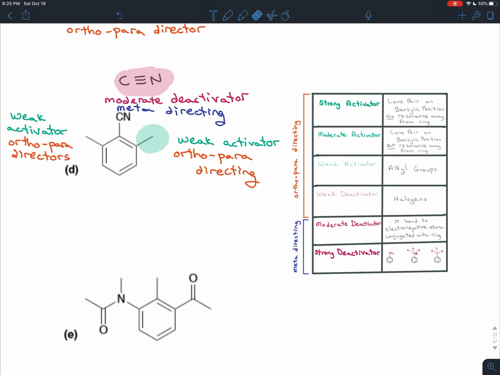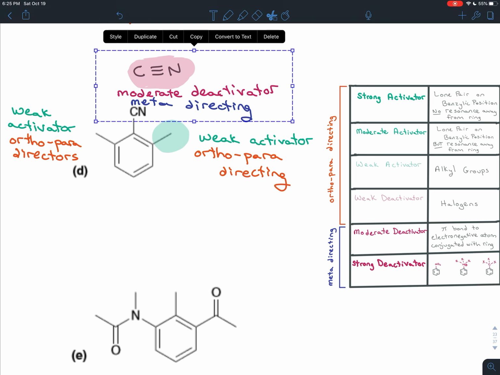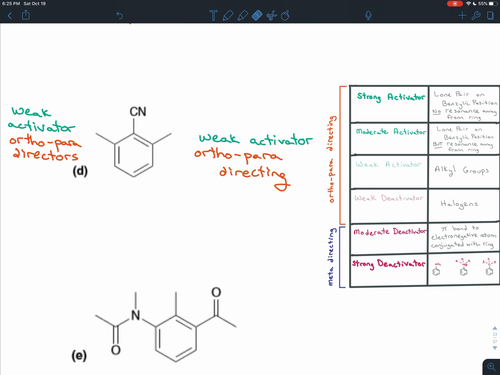Okay, so we have these different branches with their different influences, and the directing effect that wins is the directing effect of the most activating group, the group that's highest up on this table. And those are the weak activators. So this moderate deactivator will not influence the new branch that you're adding onto this ring. These other two branches tie, though. And so we could possibly get a mixture of products.